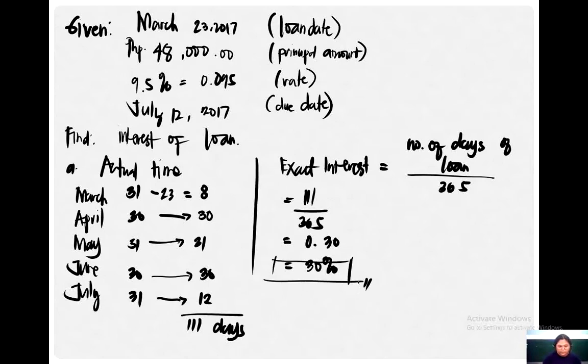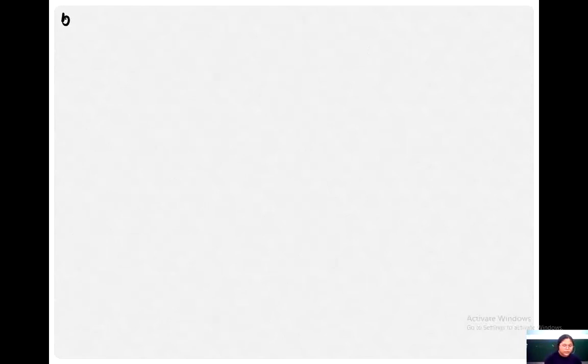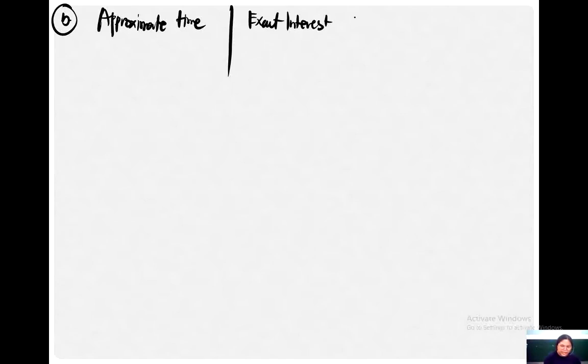Okay po. Next, letter B. So sa letter B, we are asked the condition of approximate. So this is our condition, the approximate time. And again, the exact interest. Again, our formula for the exact interest is equal to number of days of loan all over 365. Okay, so again, let's list down the months.